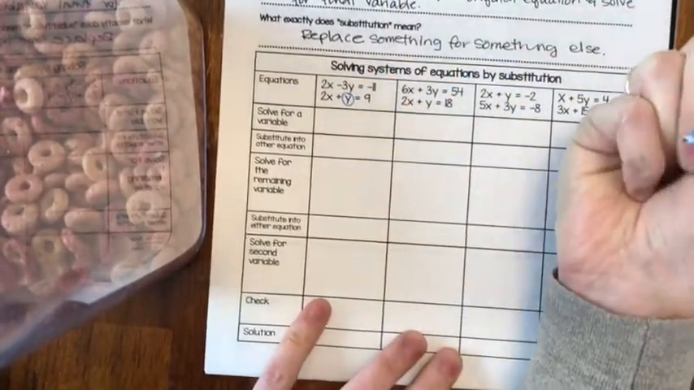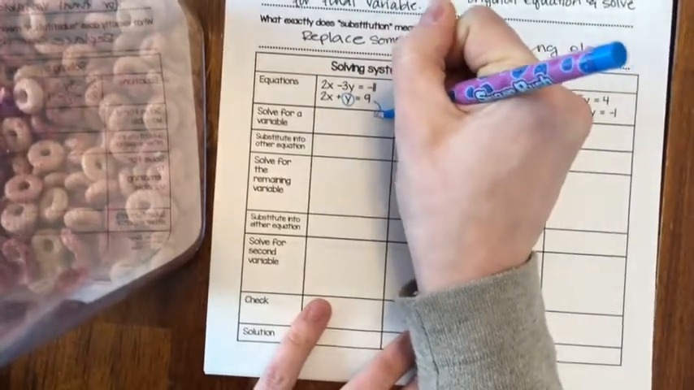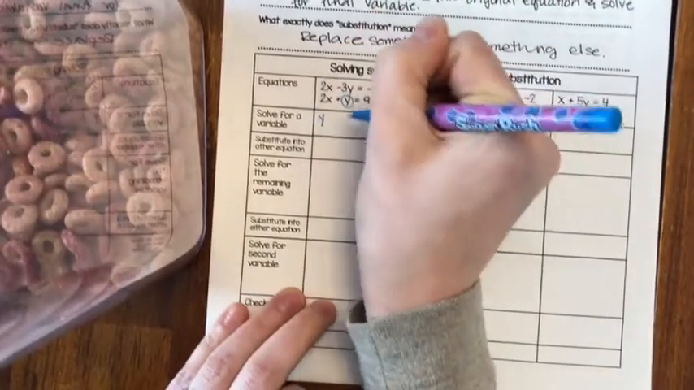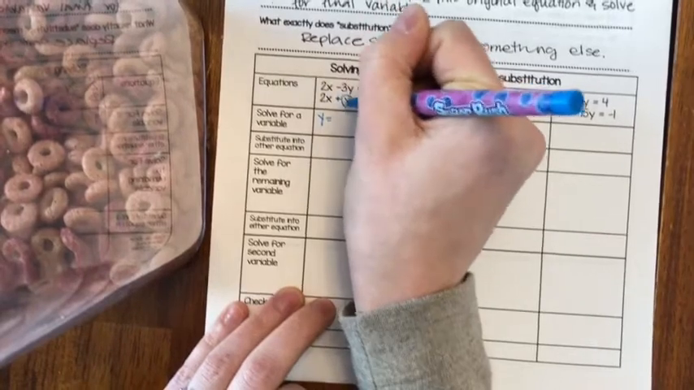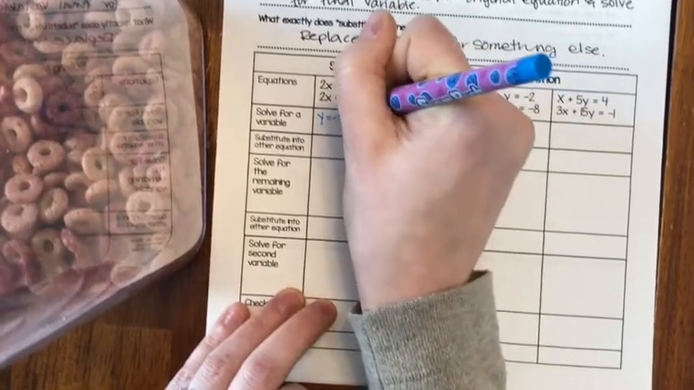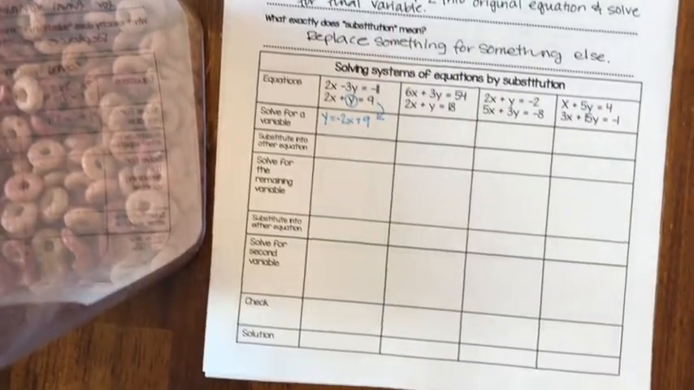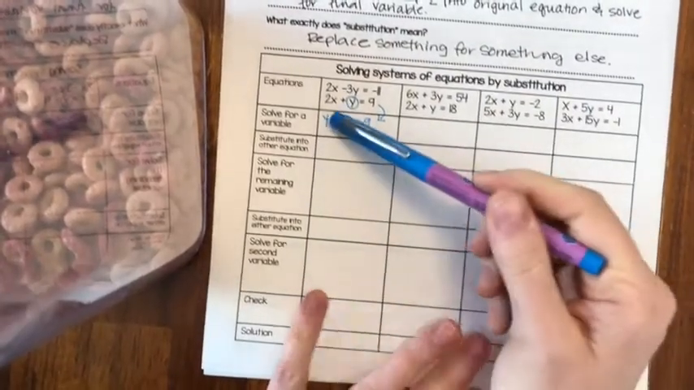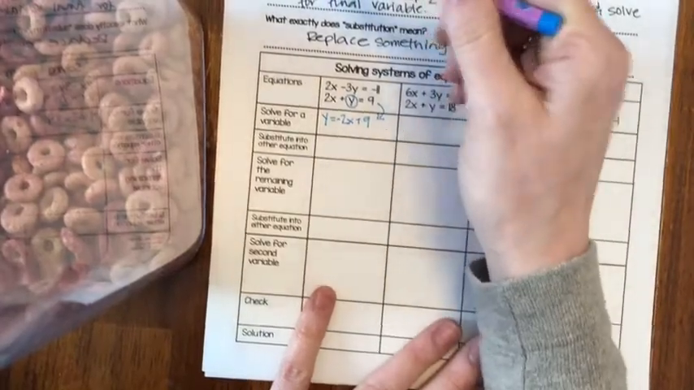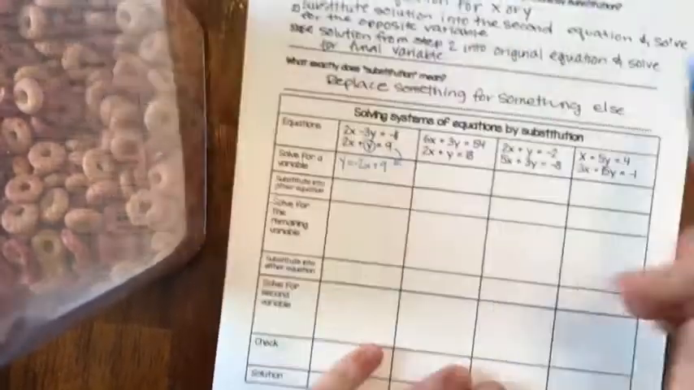How I'm going to do that is I'm going to say, okay, y equals, I'm going to subtract this 2x. So I have negative 2x plus 9. All I did was solve for that variable. I got y by itself. I isolated it. This is your step 1 from up here.